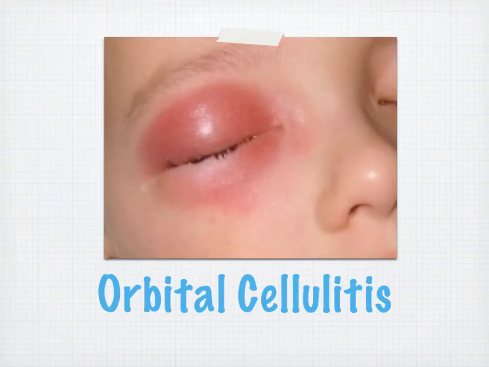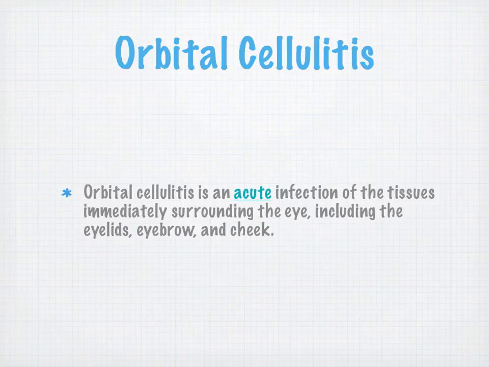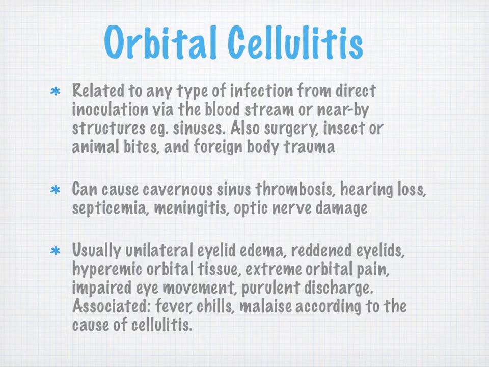Two medical people for parents, and we did not treat her. We took her straight to her pediatrician, who prescribed antibiotics immediately and watched her over the next 3 days. So this is one of those things that's an acute infection of the tissues immediately surrounding the eye, including the eyelids, eyebrow, and cheek. So it's related to any type of infection from a direct inoculation via the bloodstream or the nearby structures. She may have also had, this one may have been from a sinus infection.